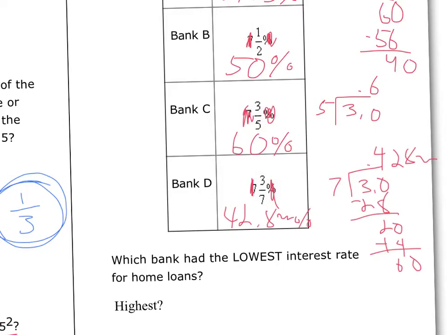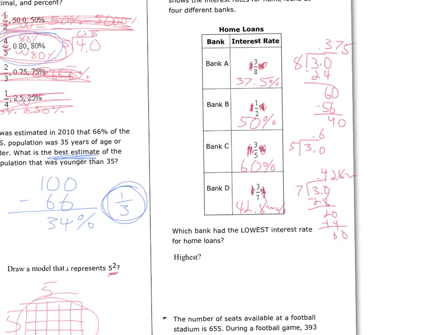Now, the reason I went ahead and stopped is we're looking for the lowest. Does it matter what we have to the right of that 8? No. What is the lowest? 37.5% is the lowest. So Bank A would be our lowest interest rate. What's our highest? Bank C at 60% would be our highest. Everybody see how we compared those? All right.